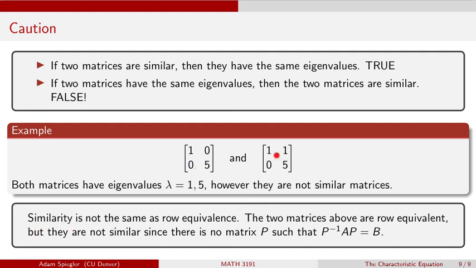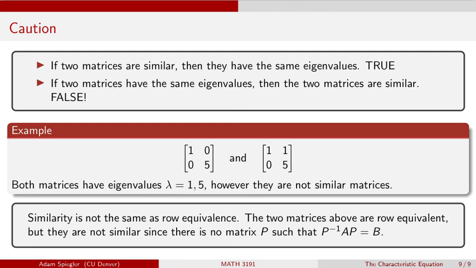So for example, these two matrices above, these 2 by 2 matrices, they are row equivalent because I could take minus 1/5 times row 2 plus row 1 to replace this one, and we could get a 0 above this pivot. So these two matrices are row equivalent, however, they are not similar matrices.